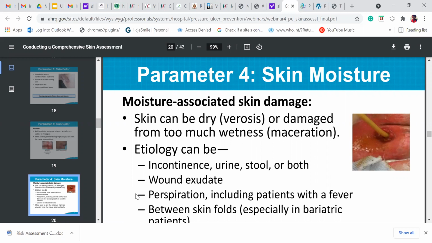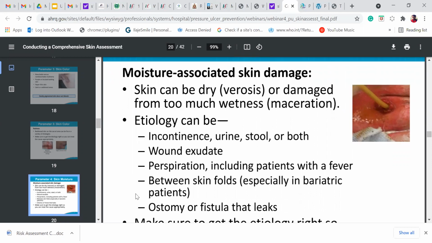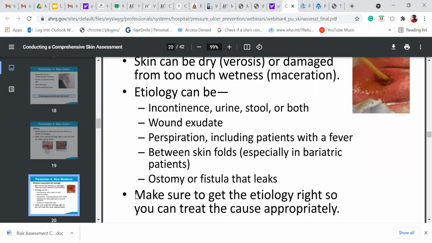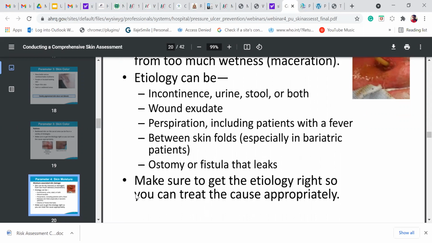Also, maybe a patient with an ostomy and things like that. Wound exudate, perspiration, when a patient sweats too much due to fever, or between skin folds, especially in bariatric patients that have skin folds under the breast and all over the skin. Ostomy or fistula that leaks, I mentioned that. So make sure to get the etiology right so you can treat the cause appropriately.